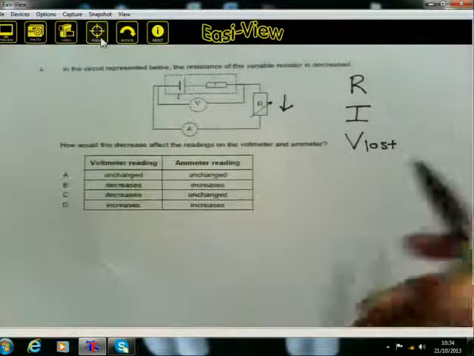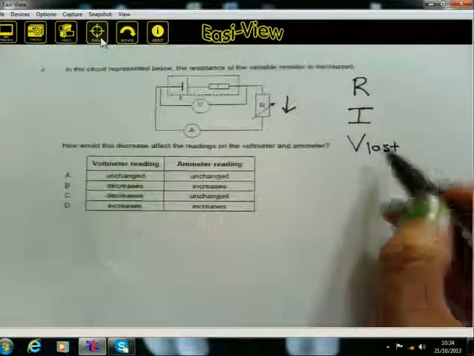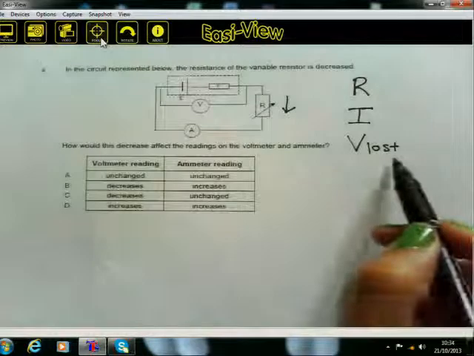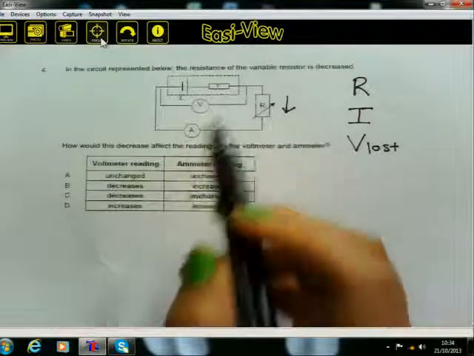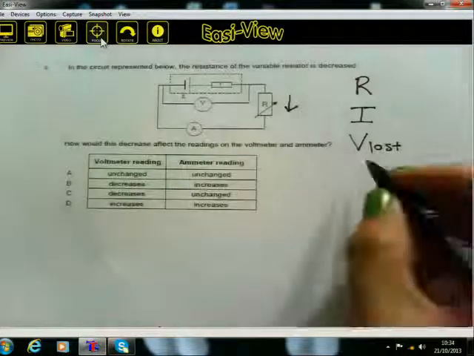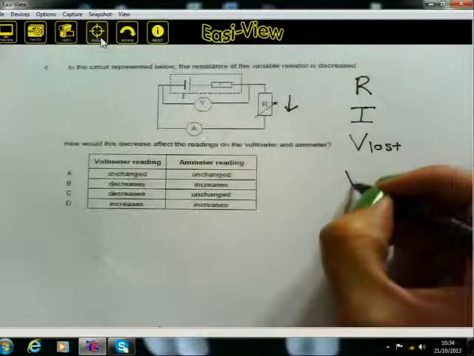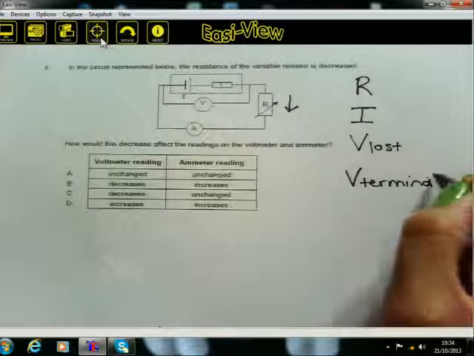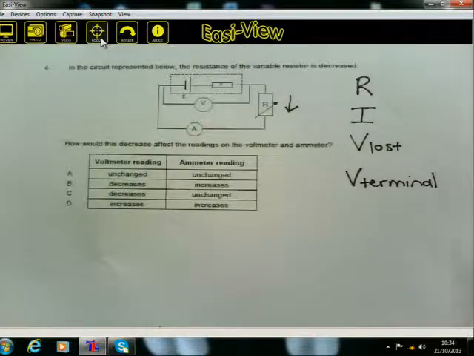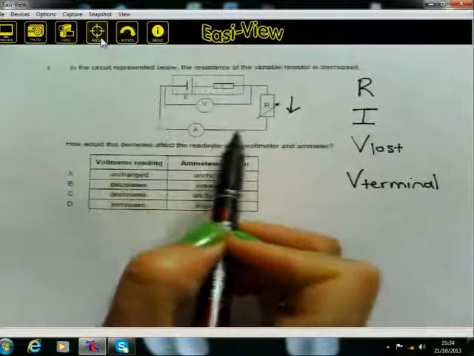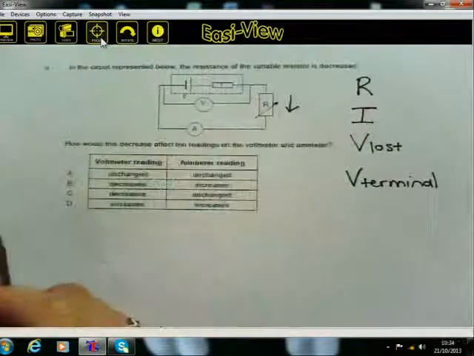And then V lost is because of the internal resistance. I think you all know that. You should know that V lost is because of internal resistance. Energy that goes lost because of internal resistance, and that's why the battery gets hot. Okay, and then the fourth one you must check is V terminal. Now V terminal is external voltage. So in other words, energy that goes into the external part of the circuit.